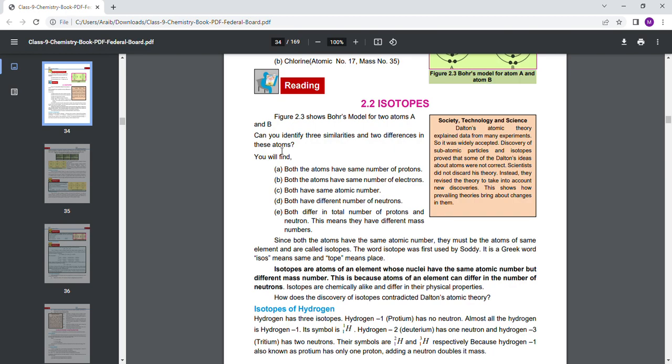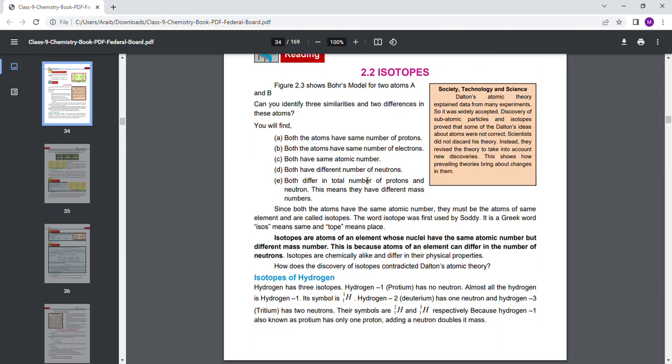As in the previous lecture, I have studied the society, technology, and science paragraph. In this lecture, I will do the same. So let's have a quick look at this. Dalton's atomic theory explained data from many experiments, so it was widely accepted. The discovery of subatomic particles and isotopes proved that some of Dalton's ideas about atoms were not correct. Scientists did not discard his theory; instead, they revised the theory to take into account new discoveries. This shows how prevailing theories change.